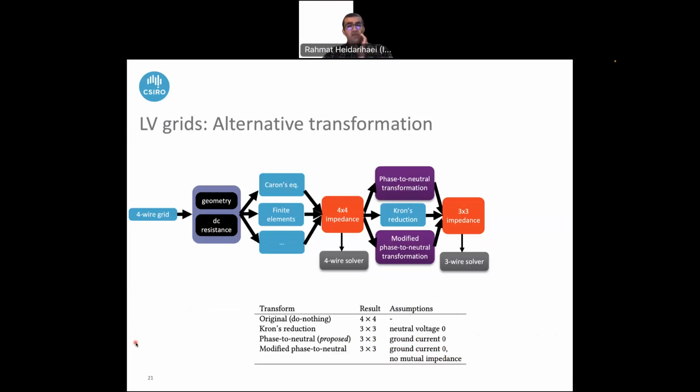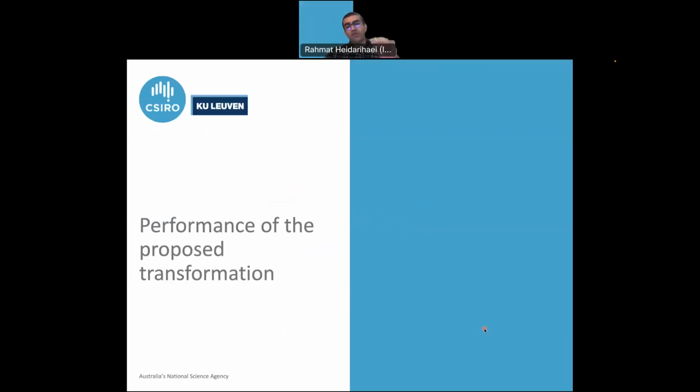So, in summary of the three transformations, the Kron reduction assumes neutral voltage is 0 at all the buses. The phase to neutral transformation that we propose assumes that the ground current is 0. And the modified phase to neutral assumes ground current is 0, and also there's no mutual impedance. Then we move on to the performance of the proposed transformation.